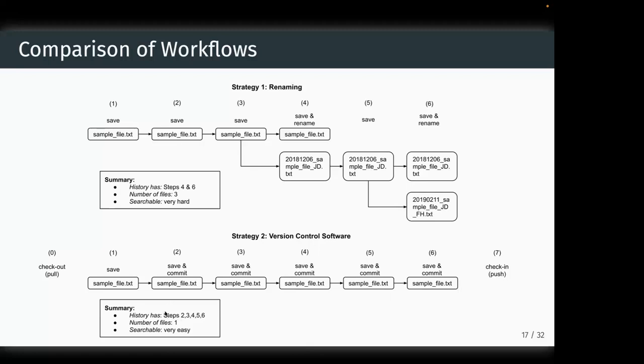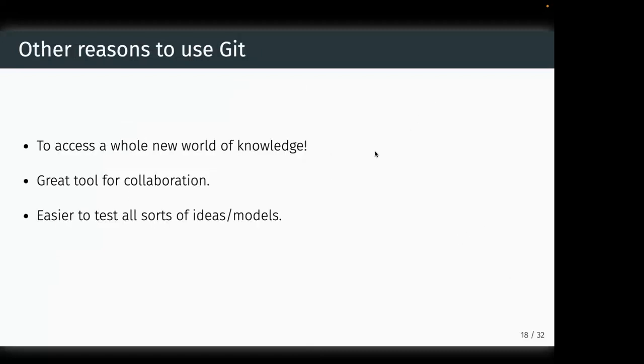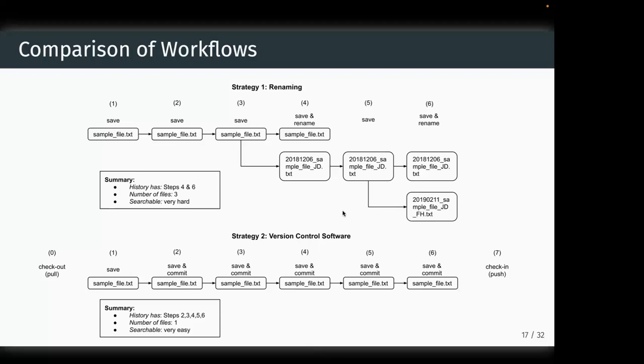The benefit, or the summary, is that you will have a very thorough history, and all this will become clear during the tutorial. You will have a history of what happened in step 2, 3, 4, 5, and 6. You will not have a history of what happened in step 1 because you did not commit here. You will have just one file, and searching for the modifications across these files will be very easy, and also searching for the documentation will be very easy. And this is basically what we're going to be focusing on for the demo.